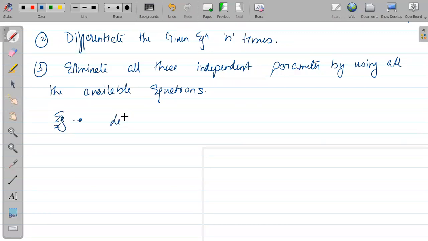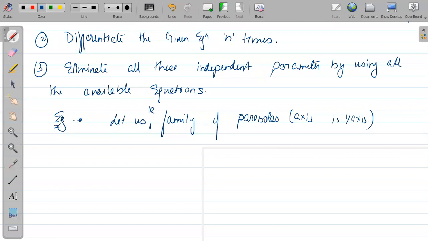Let us take family of parabola. Some conditions, some general characteristics there. Axis is let it be y-axis. This I am assuming. Let us take the family of parabolas. So how this equation can be given? Axis is y-axis only. So it is an upward parabola or a downward parabola. It is a vertical parabola basically.